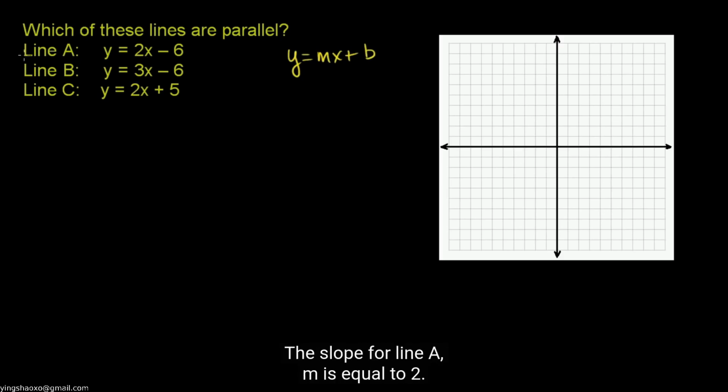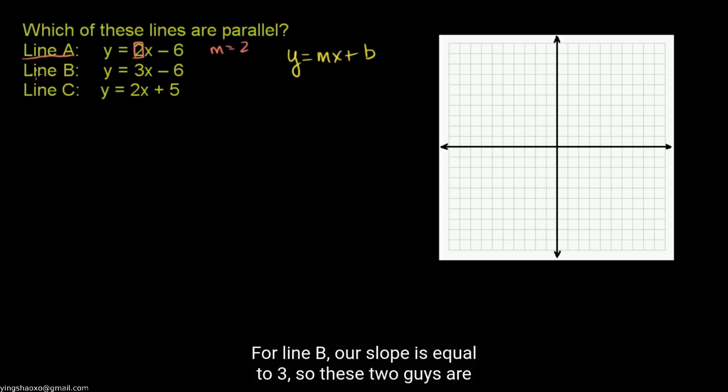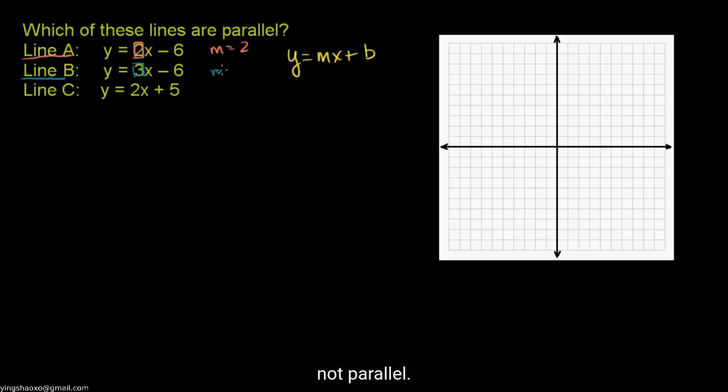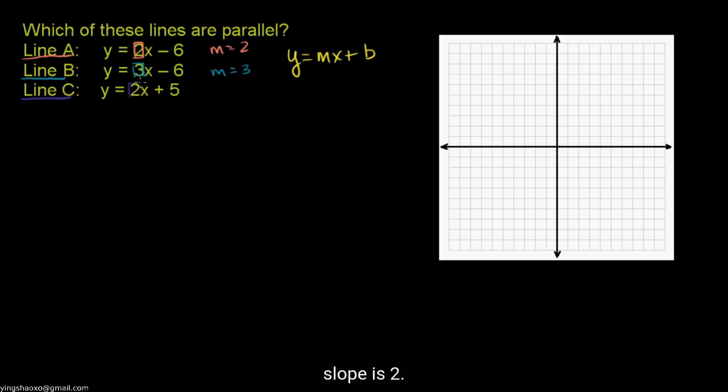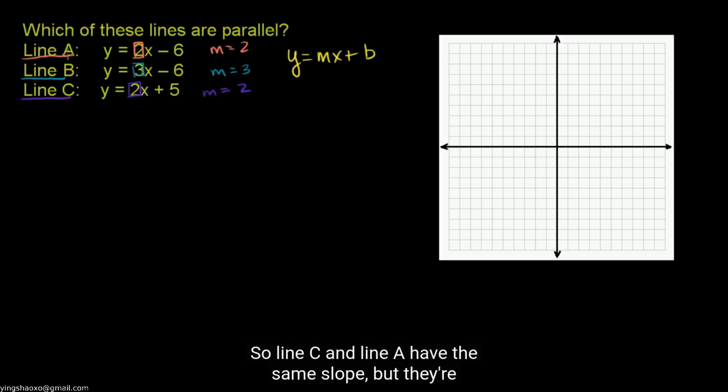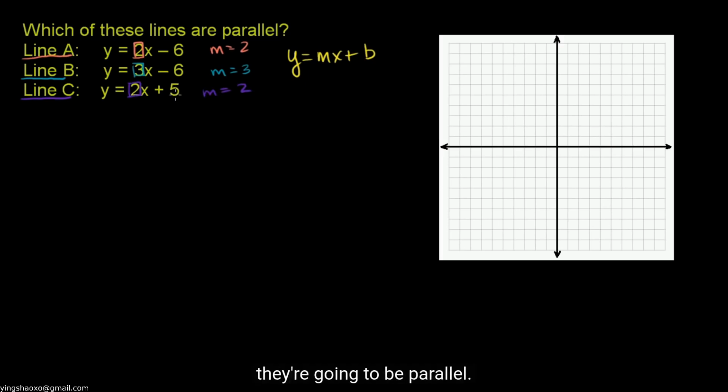The slope for line A, m is equal to 2. We see it right over there. For line B, our slope is equal to 3. So these two are not parallel. I'll graph it in a second, and you'll see that. And then finally, for line C, I'll do it in purple, the slope is 2. So m is equal to 2. I don't know if that purple is too dark for you. But line C and line A have the same slope, but they're different lines. They have different y-intercepts. So they're going to be parallel.